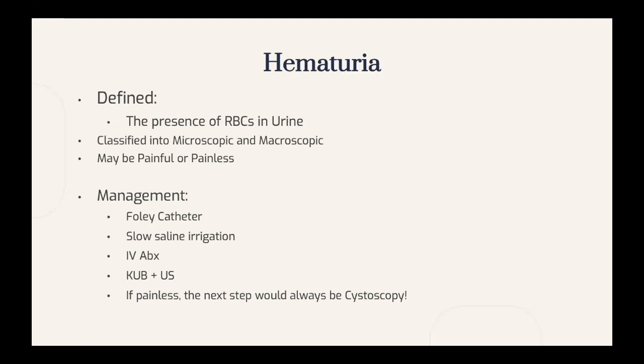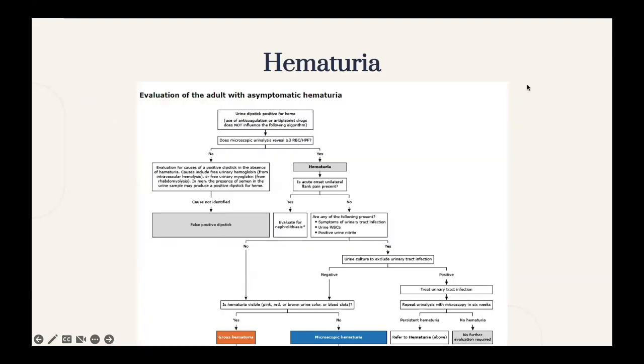So when a patient, especially an elderly patient, presents with gross hematuria, key word is gross hematuria, the next step would always be a cystoscopy. This is the high yield management for hematuria. I will get into the full management right now. So this is a stepwise approach to hematuria.